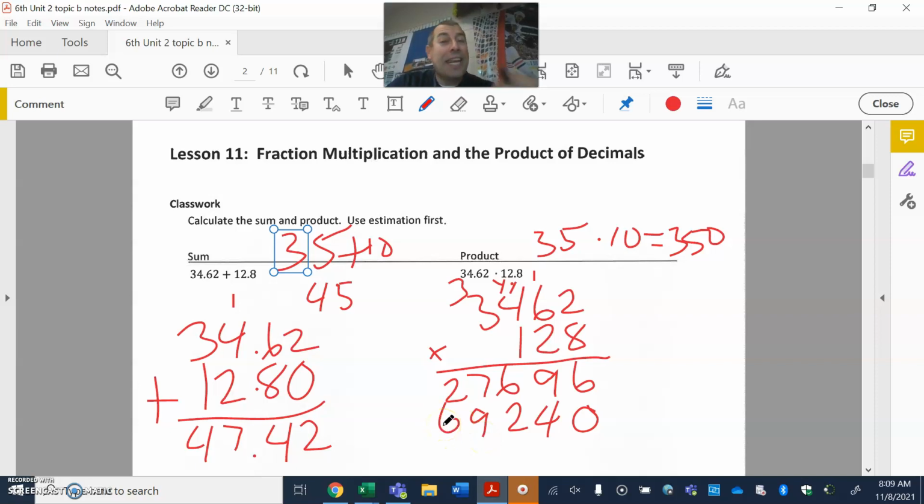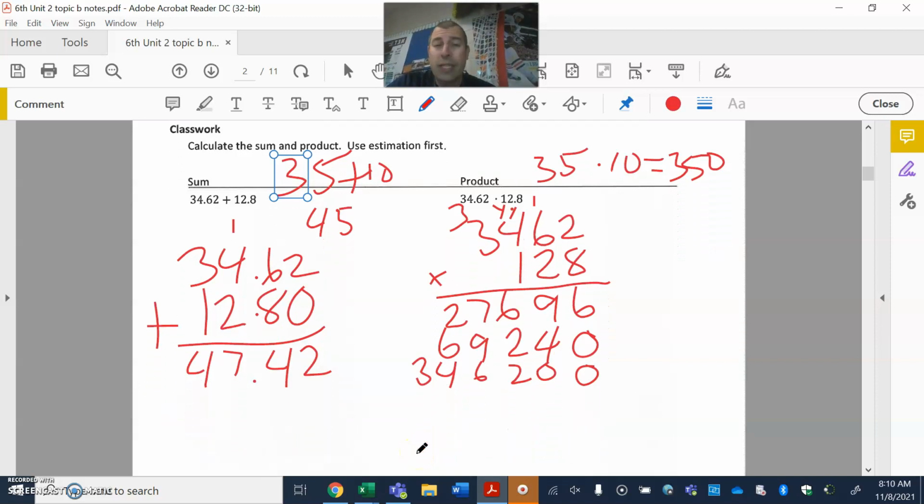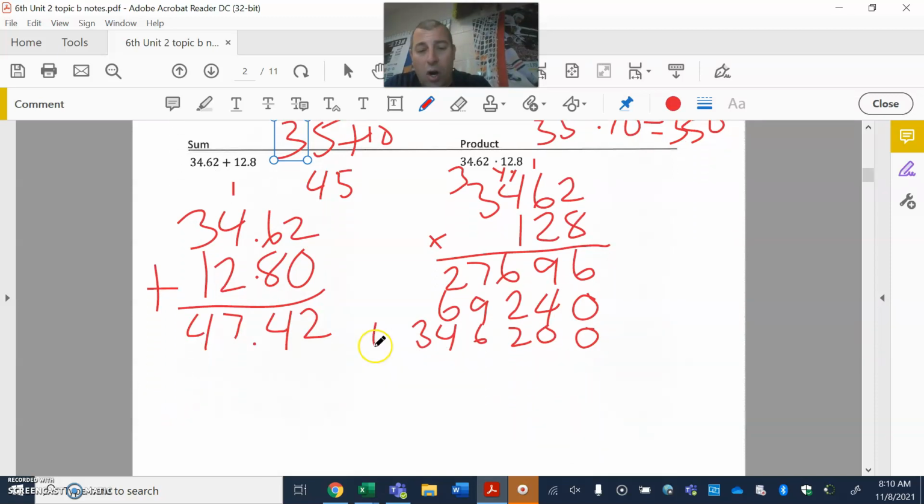Now the 1 is in the hundreds position. So I need 2 zeros so I can start in the hundreds position. The nice thing here is we're multiplying by 1. When we multiply something by 1, it does not change. So 1 times 2 is 2, 1 times 6 is 6, 1 times 4 is 4, 1 times 3 is 3. There we go. Now we're going to take all these numbers and add them all up.